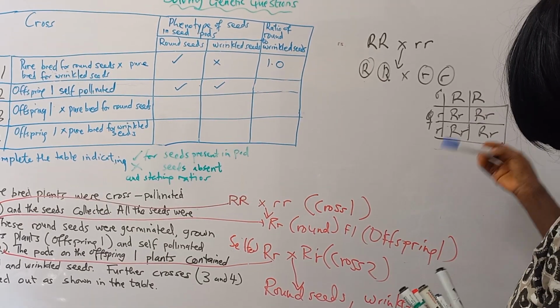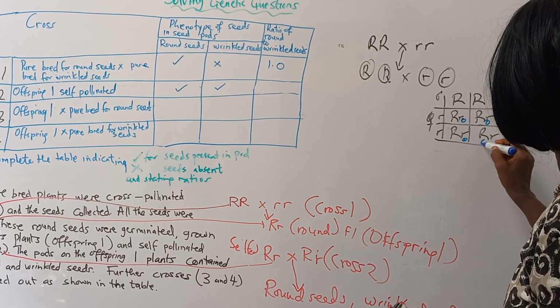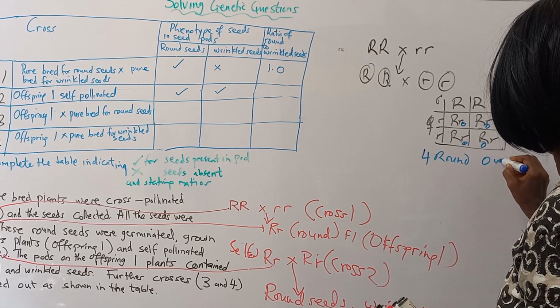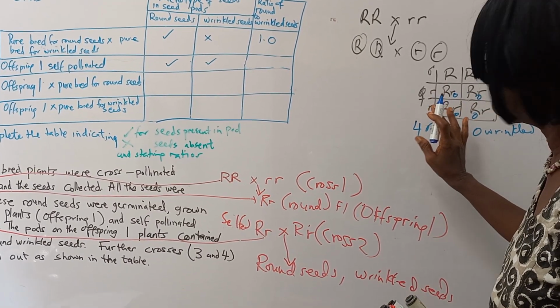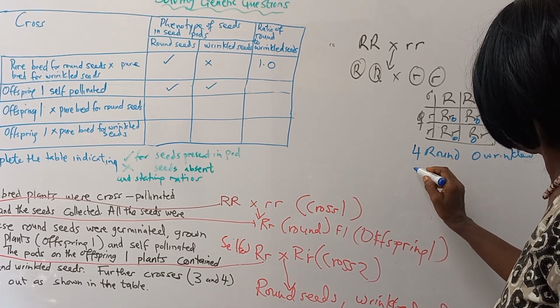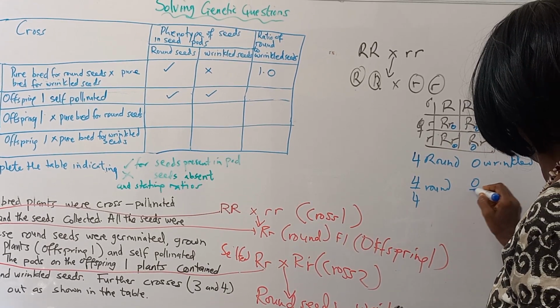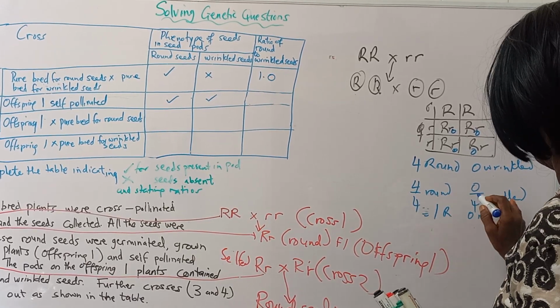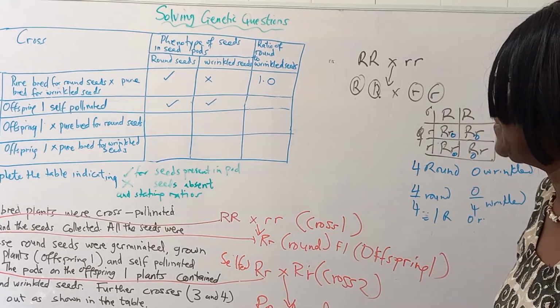We have all individuals are round. 1, 2, 3, 4 round. So 4 round, 0 wrinkled. And the individuals are supposed to be 4 from each cross. So we have 4/4 round, 0/4 wrinkled. The ratio is 1. Here, the ratio is 0. That's how this ratio was obtained.